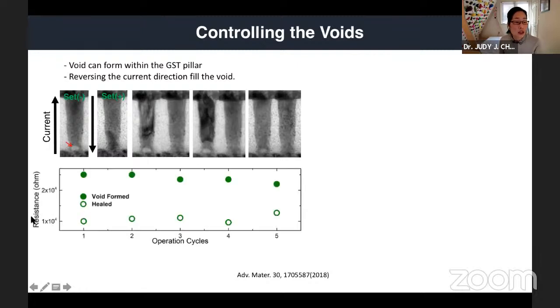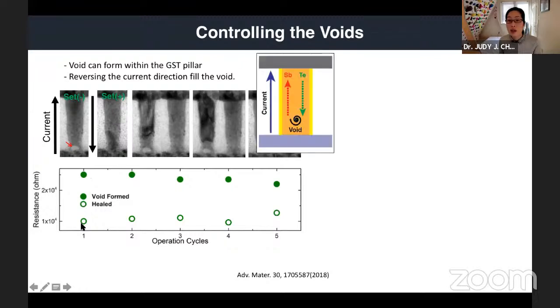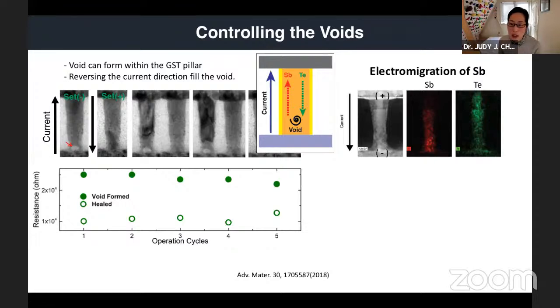And you can see that the resistance values correspond with the void formation. When you have a void, it's basically air, and that's quite resistive, so the resistance is high. When you fill the void, the resistance comes down. The physical explanation for the void formation is electromigration of antimony.